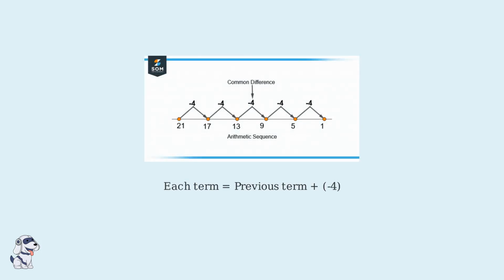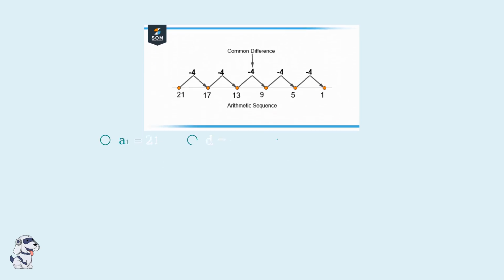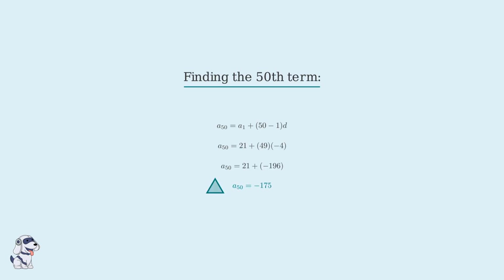Here we have an arithmetic sequence where each term decreases by 4. Notice how the common difference is negative 4. Now let's apply our formula to this sequence. The first term, a1, is 21, the common difference d is negative 4, and we can find any term n using our general formula. The power of this formula becomes clear when we want to find a term far into the sequence. For example, what's the 50th term?